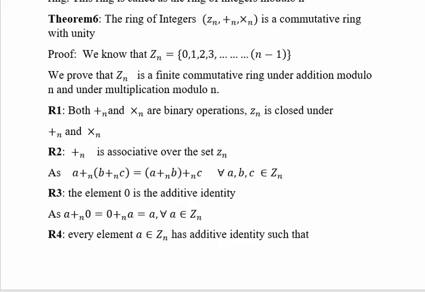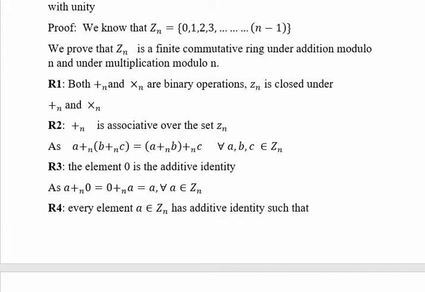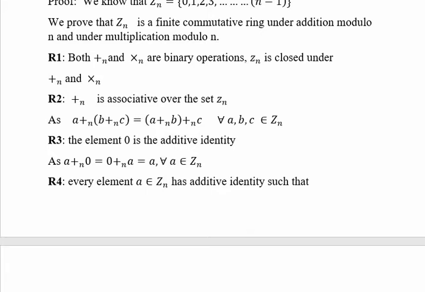And the third ring axiom is for the identity element. There should exist a unique element such that a plus 0 or 0 plus a is always equal to a. That element 0 is the additive identity in Zn. The ring axiom 4 is the additive inverse.